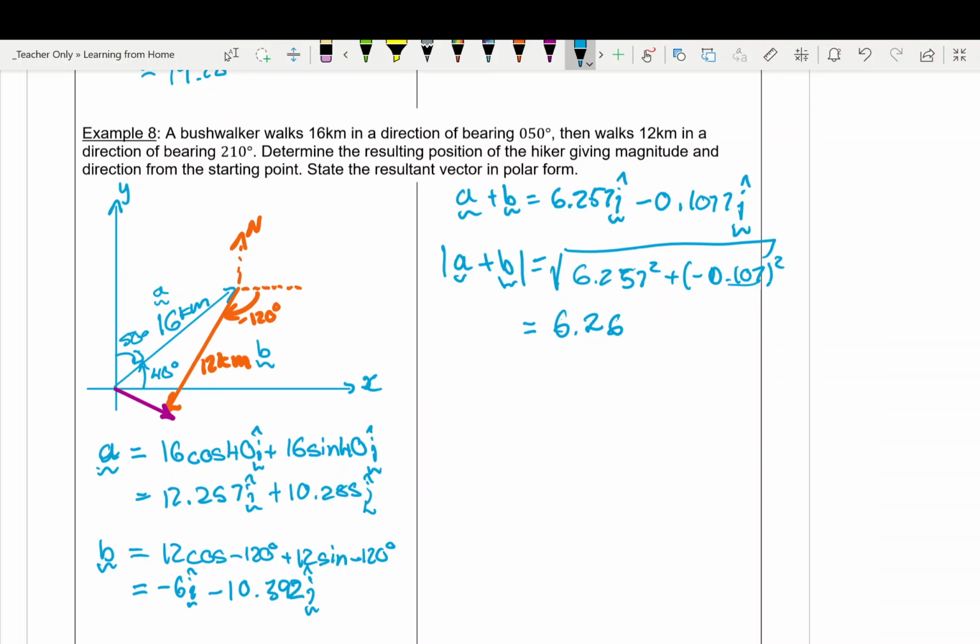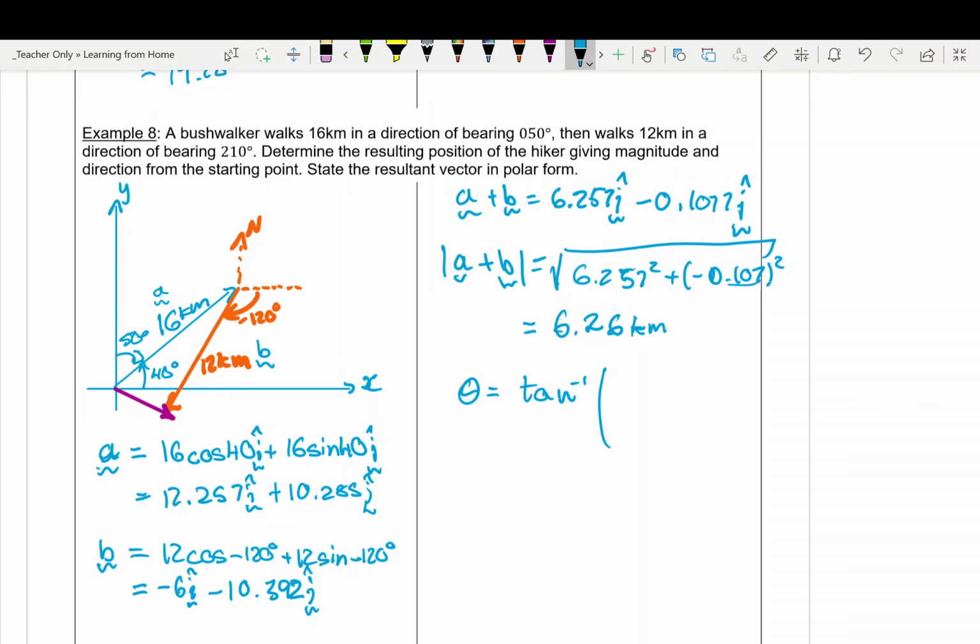All right, the other thing that we need to find is the angle, but first of all, let's not forget our units. This is in kilometers, because it's a magnitude, it's a distance of the resultant vector. So our theta is going to come from tan inverse of our x over our y.